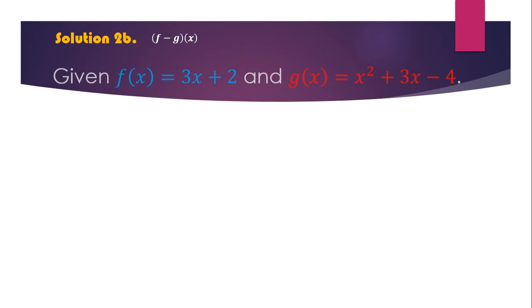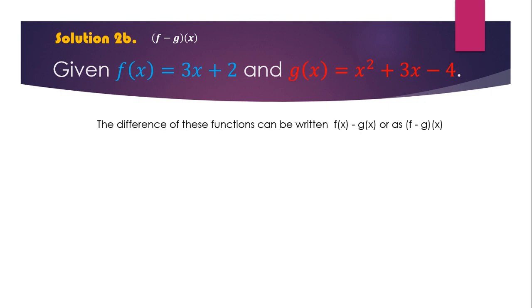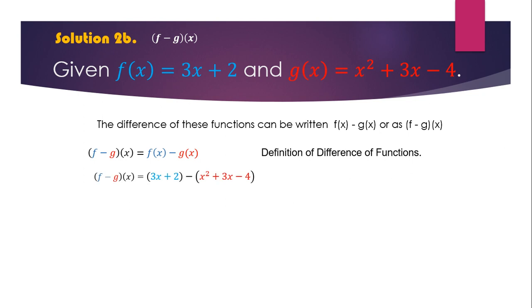And for letter B, the difference of the two functions, the same given values for the two given functions. To find the difference of these functions, it can be written as f of x minus g of x, or as f minus g of x. So write f minus g of x, it is equal to f of x minus g of x. That is the definition of the difference of functions. Then substitute the given values for f of x and g of x.